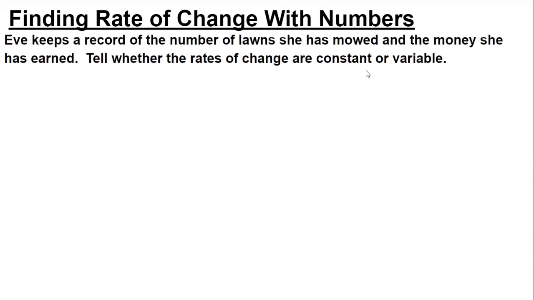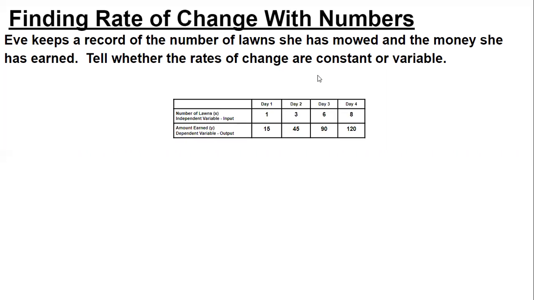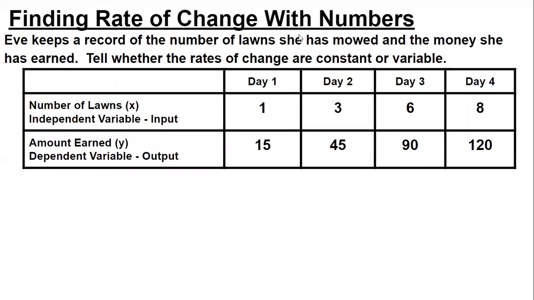So how do we find rate of change with numbers? Here's an example. Eve keeps a record of the number of lawns she has mowed and the money she has earned. Tell whether the rates of change are constant or variable. What does variable mean? Changing, right? Constant stays the same, variable changes. So here is an example.